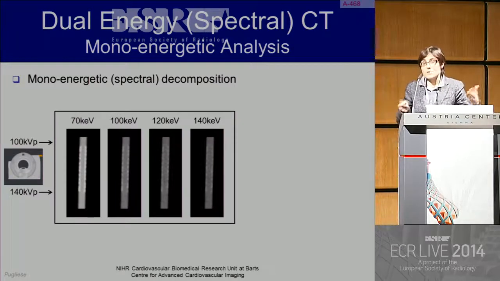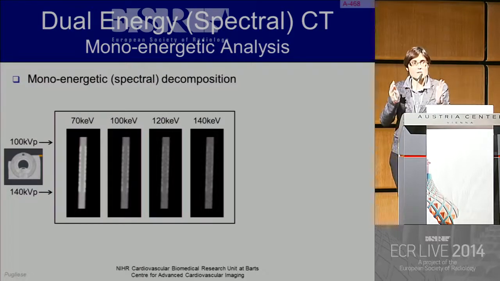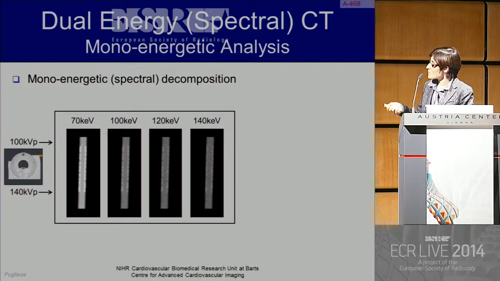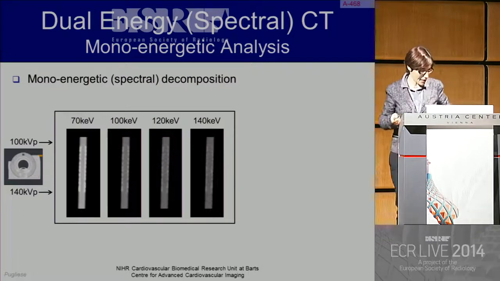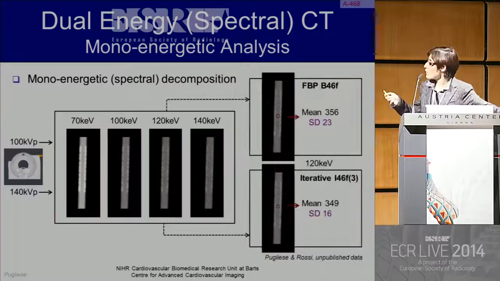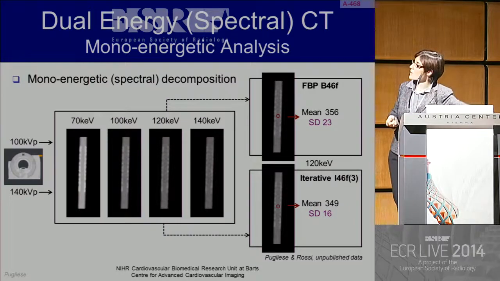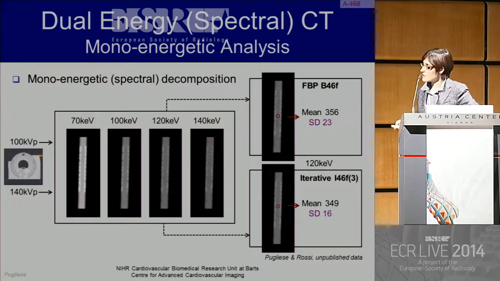So that's potentially helpful if we want to minimize that false impression of the stent being bigger and preventing us from evaluating the in-stent lumen. Clearly, by doing so, because we are selecting part of the information which is available, we are introducing some noise in the pictures. And again, combination of monoenergetic decomposition and iterative reconstruction can improve image quality.